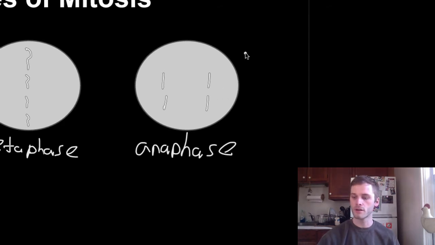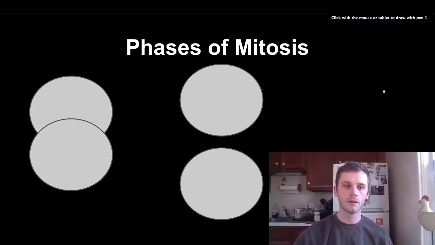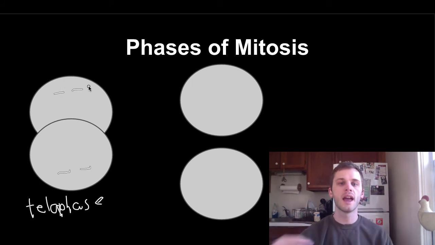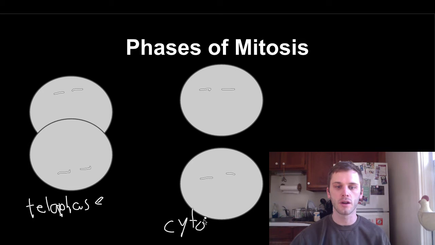Okay, moving forward. Our next phase is telophase. Okay, during telophase, you're going to have your chromosomes on opposite sides of the cell, and you're actually going to see the cell start to divide. And then the cell finally divides, what's called cytokinesis, and you get 2 brand new cells. So this right here is called cytokinesis.